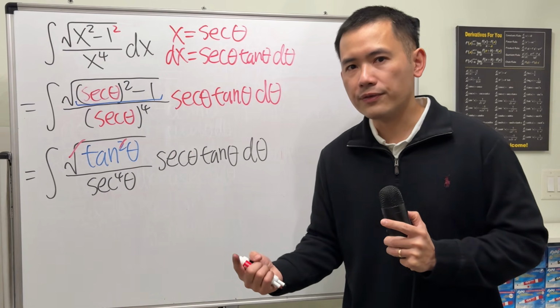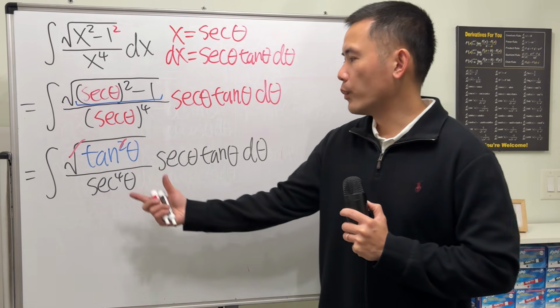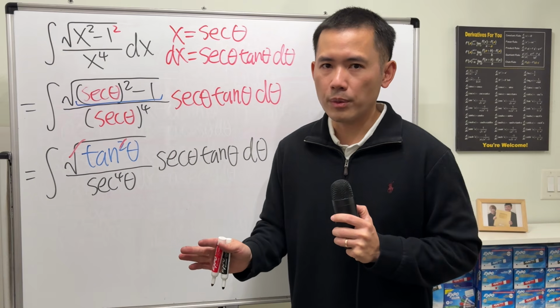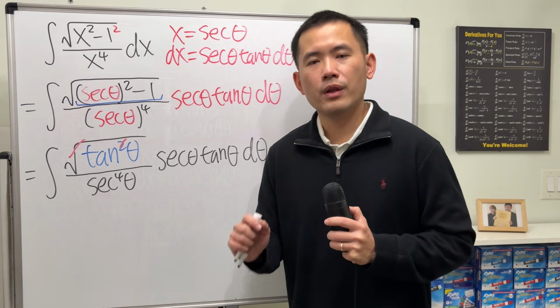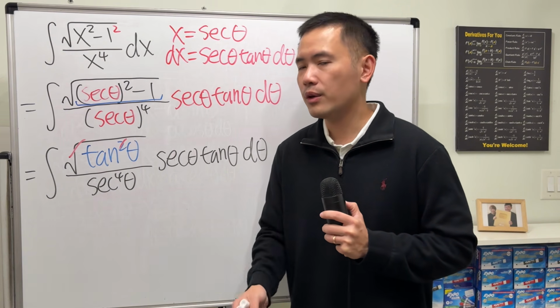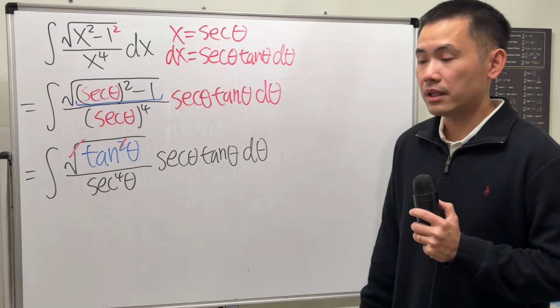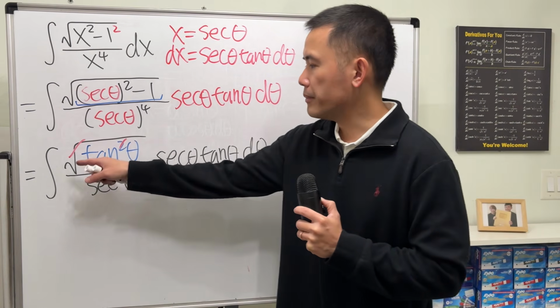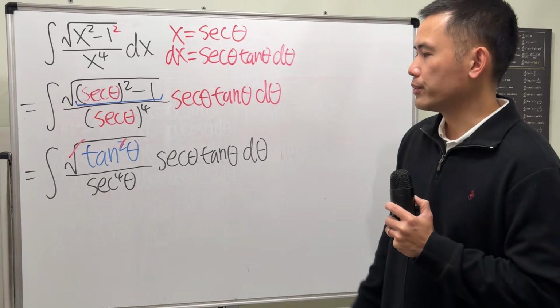I do want to mention that usually when we cancel the square root and the square, we have to put an absolute value. But I will tell you, when we are doing trig sub, you don't have to worry about that. Why not though? I do have a video going over the details. If you want to see that, the link will be in the description. But for now, I'm not going to write down the absolute value.